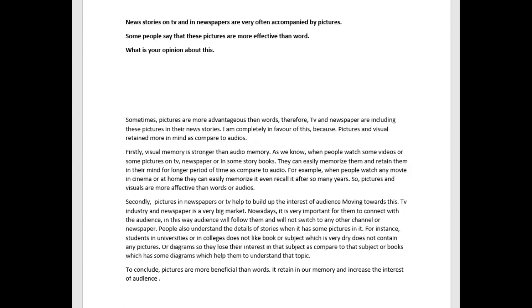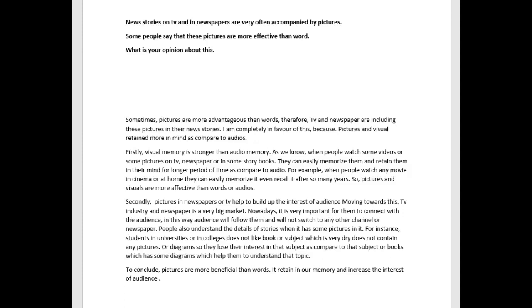Sometimes pictures are more advantageous than words. Therefore, TV and newspaper are including these pictures in their news stories. I am completely in favor of this because pictures and visual retained more in mind as compared to audios. Okay.